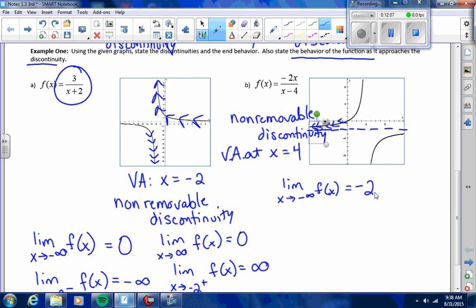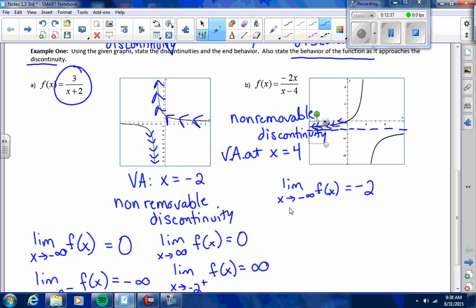Now, a little hint on where that -2 can come from. Look at your function. Do you see the x's on top and bottom? Yeah. The x's have the same exact power. Now look at the numbers in front of them. -2, and what number's in front of this x? A 1. If you divide out -2 divided by 1, what do you get? -2. Bingo. That's where we're getting that number from.